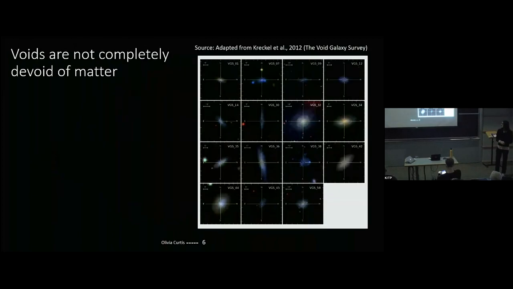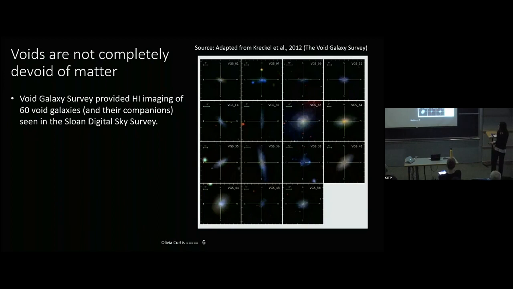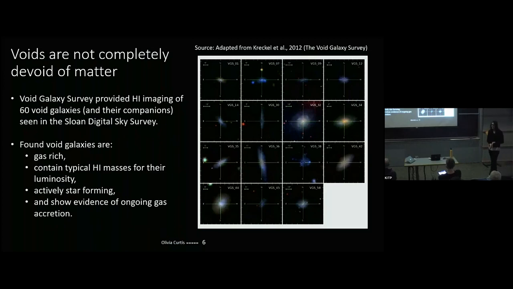Where there's structure, there's bound to be gas and subhalos and galaxies. One of the largest observational surveys looking at the properties of galaxies within voids was led by Kreckel et al., which provided detailed HI imaging of around 60 void galaxies and some of their companions, taken from Sloan Digital Sky Survey data. On the right here are some example thumbnails of some of their target galaxies. What they found was that void galaxies are gas-rich, contain typical HI masses for their luminosity, are actively star-forming, and show evidence of ongoing gas accretion.